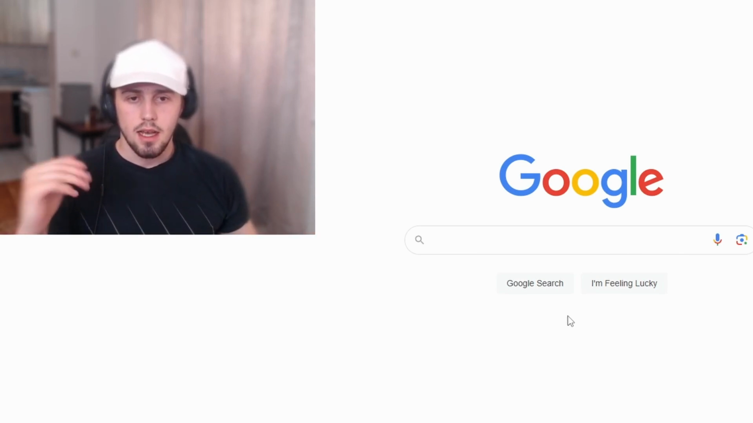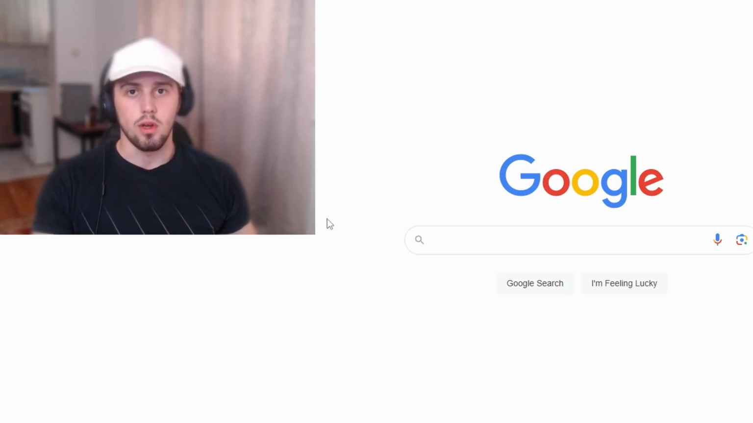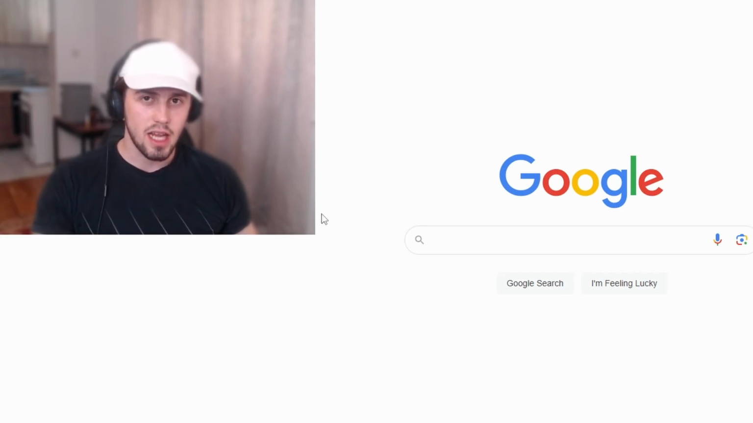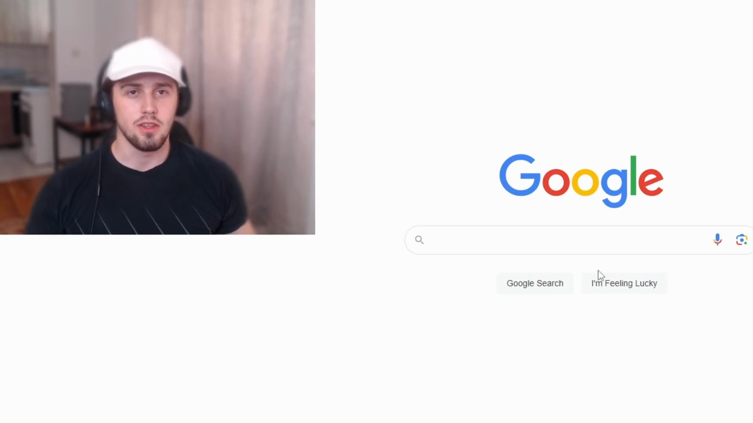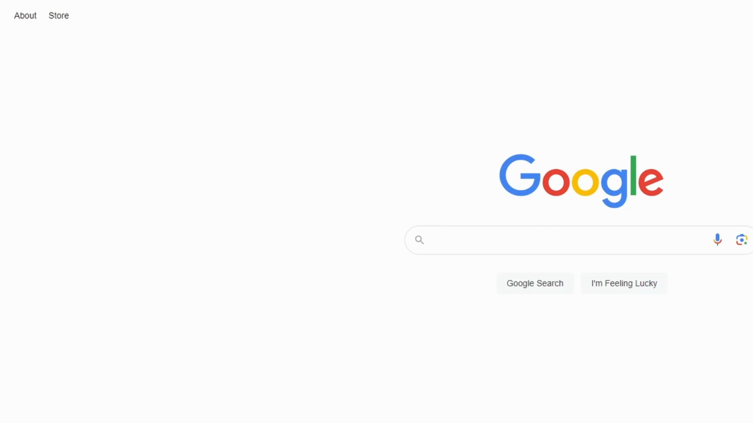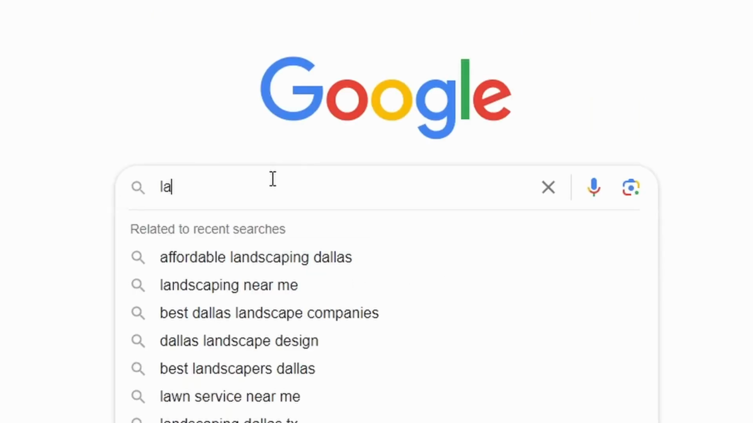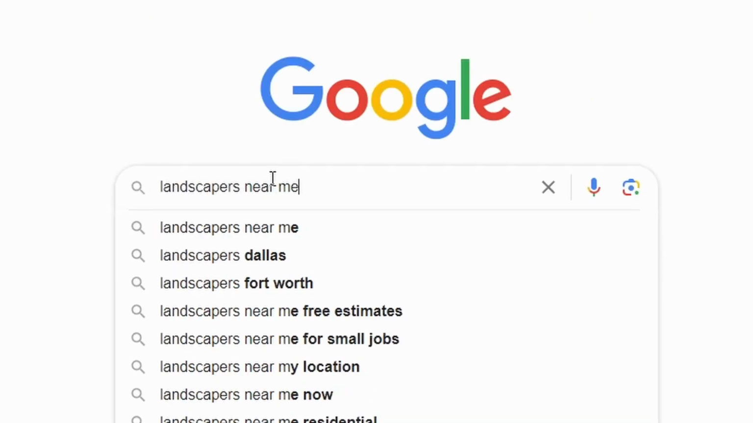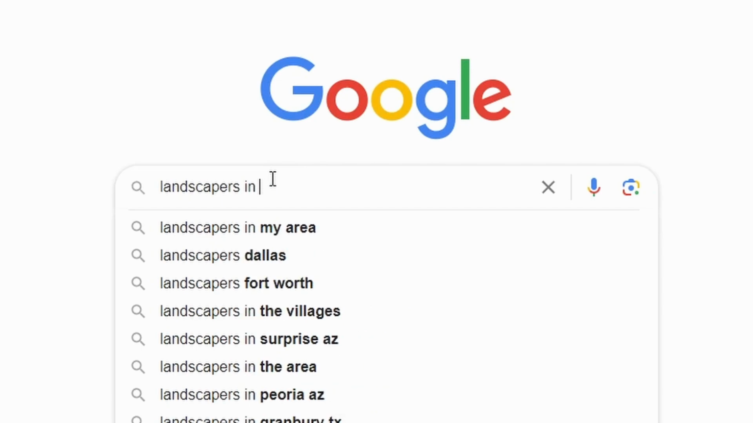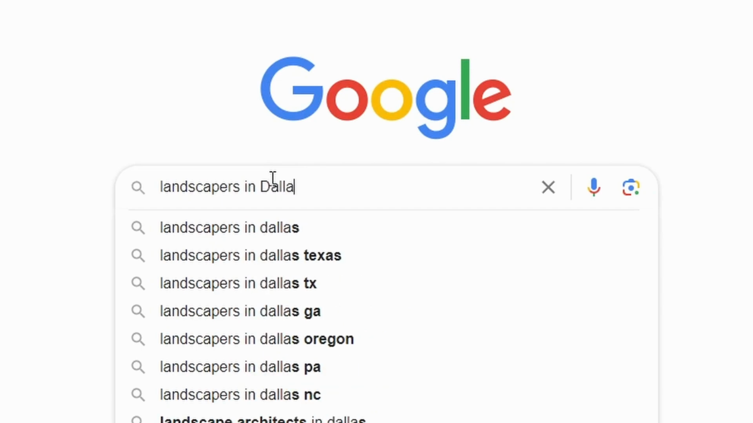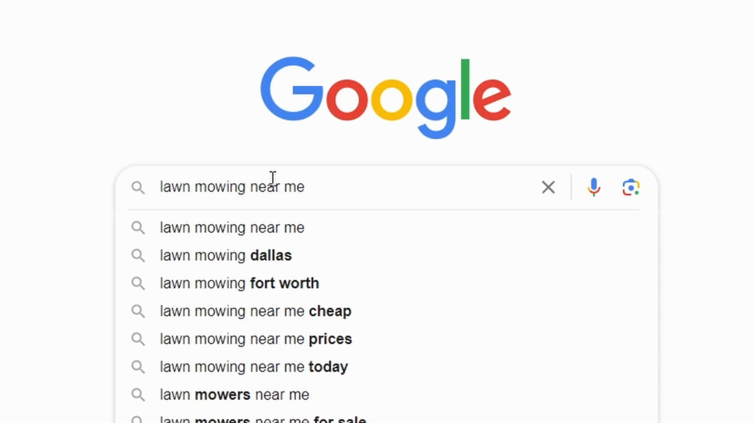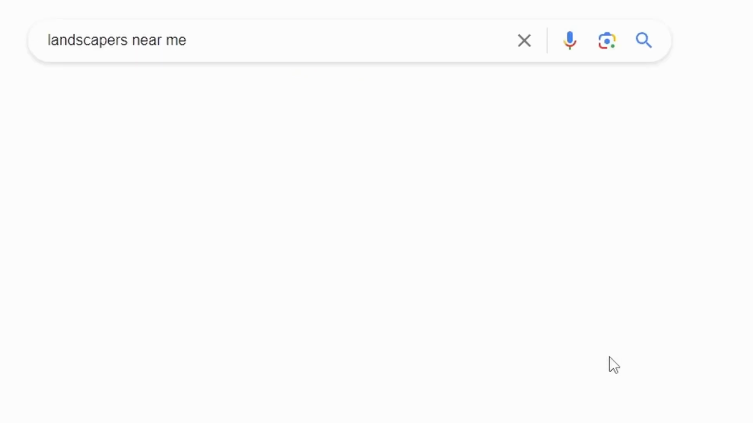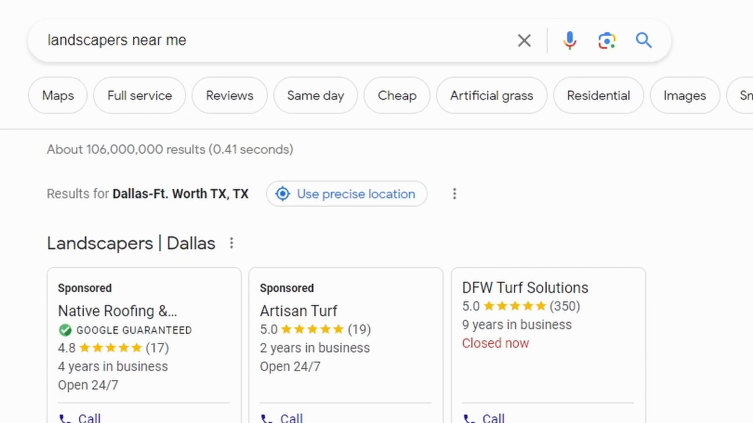So basically, as you already know, a lot of people are going to go to Google and search for what they need. In a lot of cases, people search for the services that they need. So if somebody needs a landscaper, they're going to go to Google and search, for example, landscapers near me, or landscapers in, for example, Dallas, Texas. Or they might search for specific services, for example, lawn mowing near me. But when they search for landscapers in their area, they will see this.